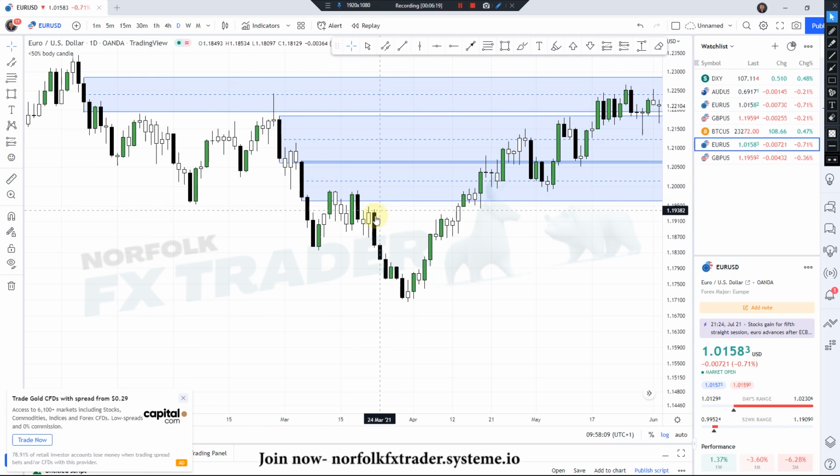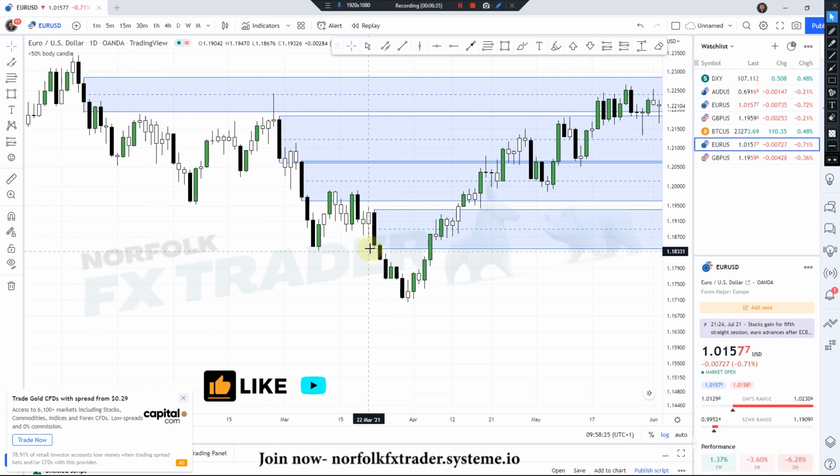We then have again another push through. Again, we draw this zone out. Remember, from the high to the low, and I'm using this as the bearish candle. You can see after the white candles, we have a nice push down. And remember, that's using this 50% body candle indicator.